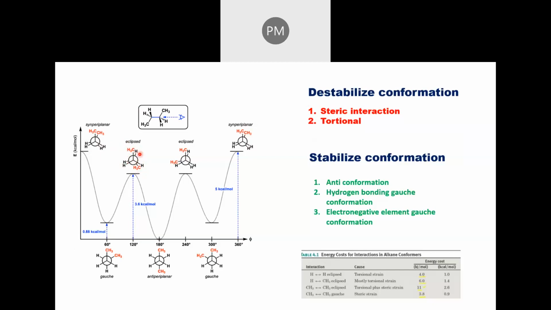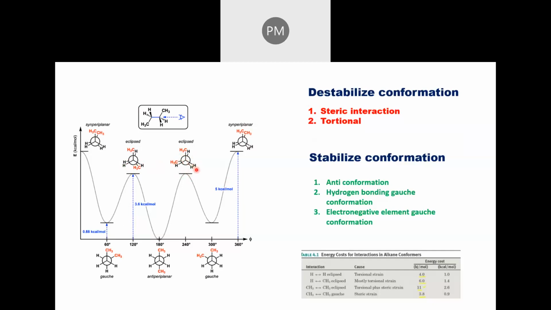After another 60 degree rotation, that is 180 degree rotation, these two methyls are far apart from each other, so there will be no interaction between them. So this is the more stable conformation, the anti-conformation. Then another 60 degree rotation to 240 degrees, and this is also an eclipsed conformation. This eclipsed conformation is similar to the earlier one, so these two are similarly stabilized.